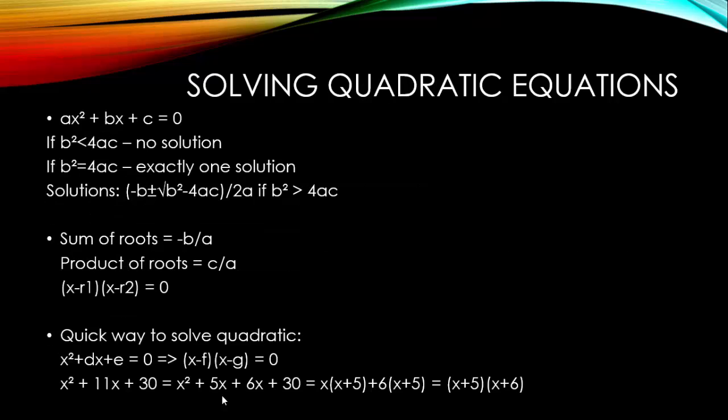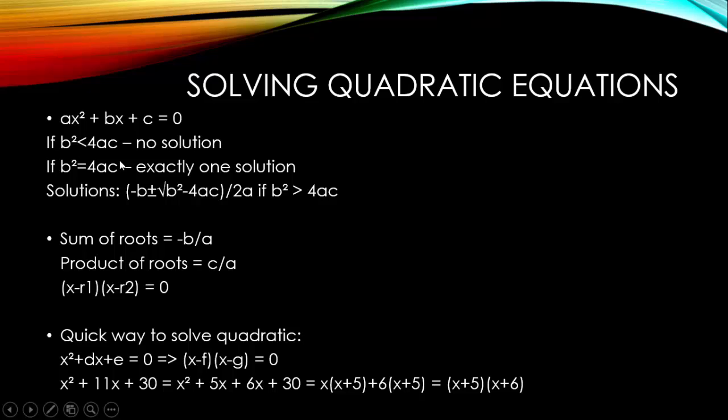Solving quadratic equations or equations of degree 2. The general form of a quadratic equation is ax squared plus bx plus c is equal to 0. The equation has no solution if b square is less than 4ac. The equation has exactly one solution if b square is equal to 4ac.